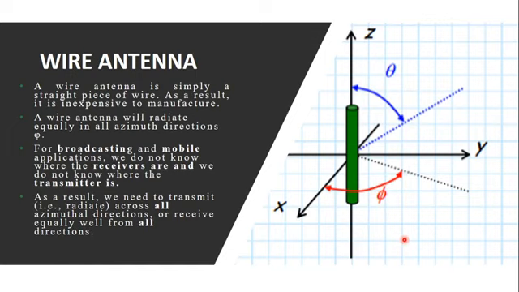But we must not confuse this with an isotropic antenna. An isotropic antenna radiates equally in all azimuthal directions as well as elevation angles. So it radiates equally among all the angles and that is an isotropic radiator. But the wire antenna radiates equally in the azimuth directions alone.